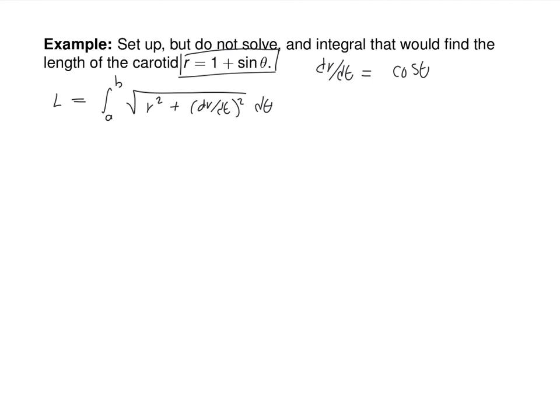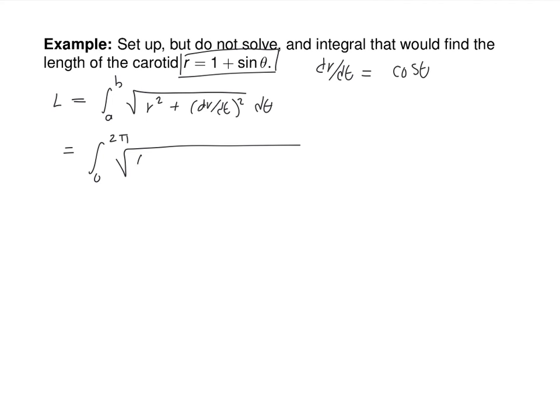If you're uncertain what the bounds should be, you should graph the curve and figure out at what value of theta, so start with theta equals 0. From 0 to what value of theta does it take to have the whole curve traced? So this will be an integral from 0 to 2 pi.